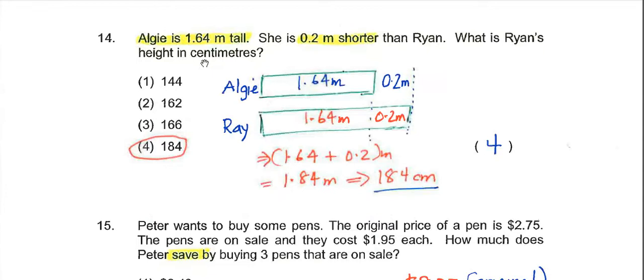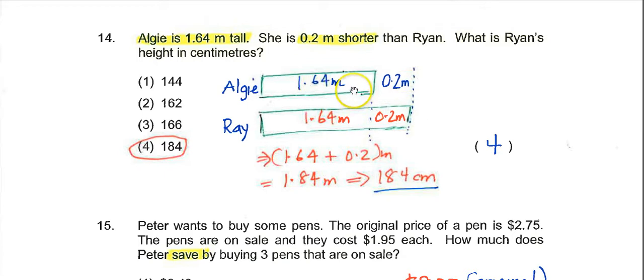Next, again, please draw a model. When you have something, a comparison model is needed. When you have something like shorter than, taller than, more than, or less than, your model should be something like this. One of them bigger than the other, or one of them smaller than the other. So NG is 1.64 here. Put it here. She is 0.2 shorter than Ray. Ray is taller by 0.2, this part.